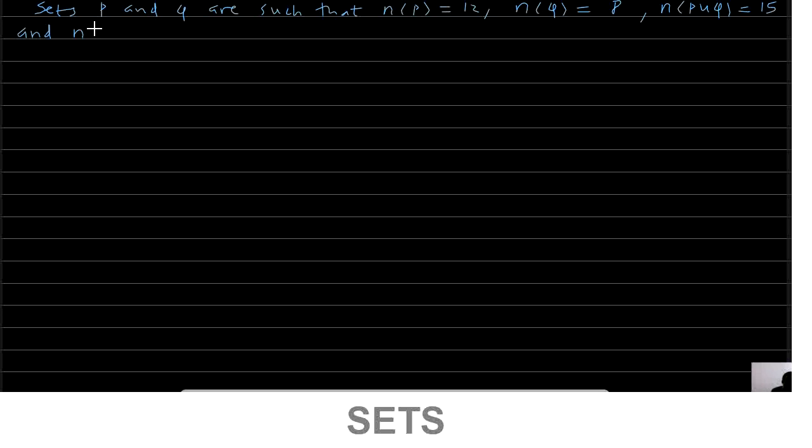And the number of elements in (P union Q) complement is equal to 2. Find, Roman numeral 1, the number of elements in P intersection Q. Roman numeral 2, the number of elements in the universe. So the steps are going to be the same. We are first of all going to represent our information on the Venn diagram.